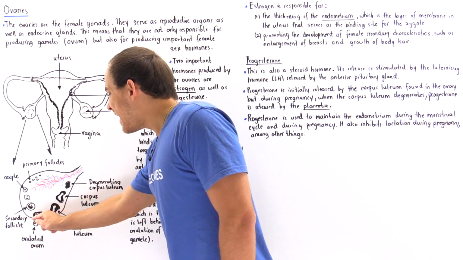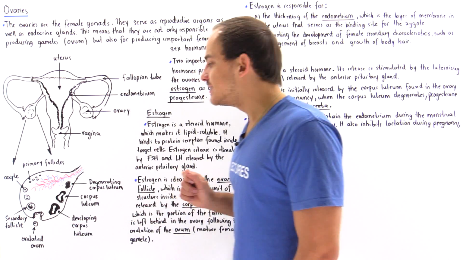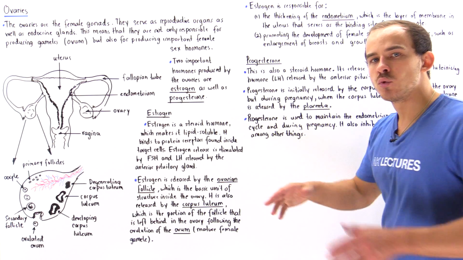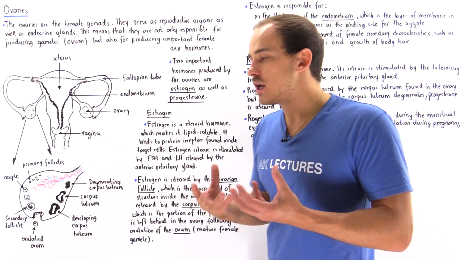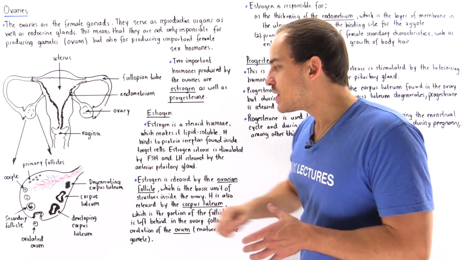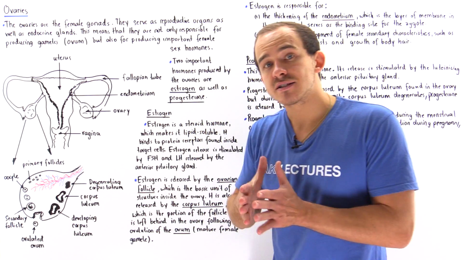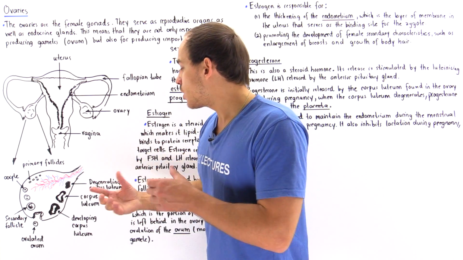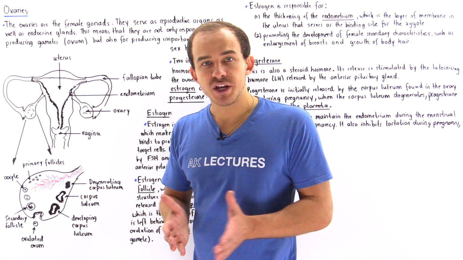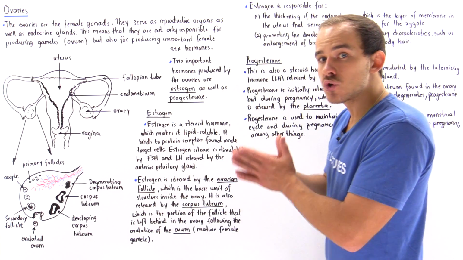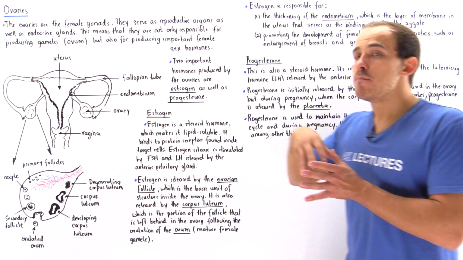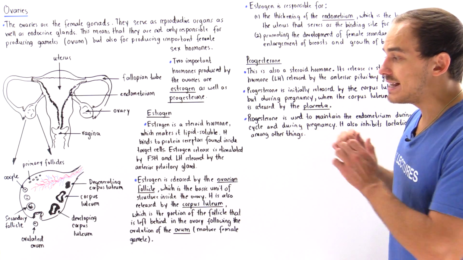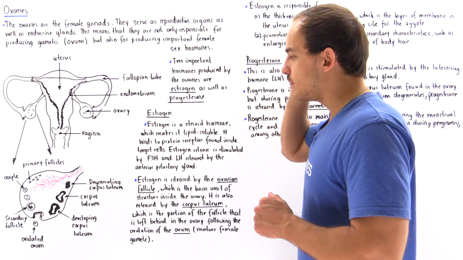Now, the remaining portion of our secondary follicle, the remaining portion of the ovarian follicle, which is the basic unit of structure of our ovary, this remaining portion that is left behind in the ovary eventually becomes a structure known as the corpus luteum. And this is a very important structure in both our menstrual cycle as well as pregnancy. And we'll see what its function is in just a moment.